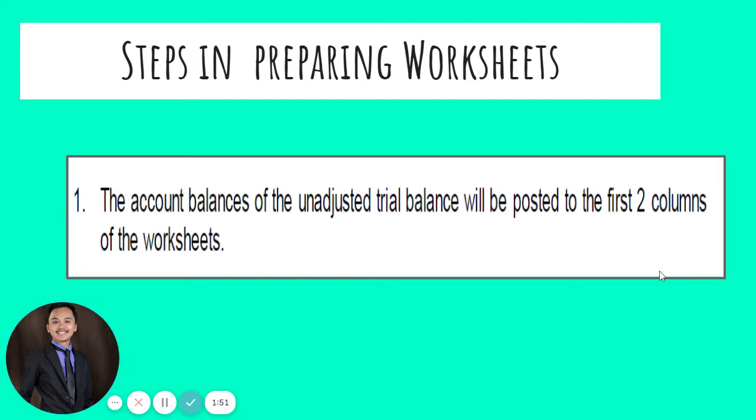The first step is that the account balances of the unadjusted trial balance will be posted to the first 2 columns of the worksheet. After recording our journal entries from the general journal, we post them to their respective ledgers. After posting to the ledgers, we summarize and prepare the unadjusted trial balance. The prepared unadjusted trial balance will be our first step in preparing a 10-column worksheet.